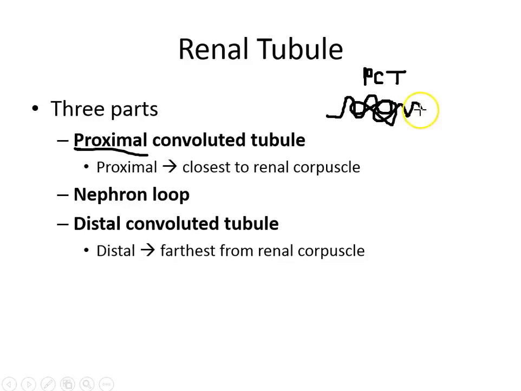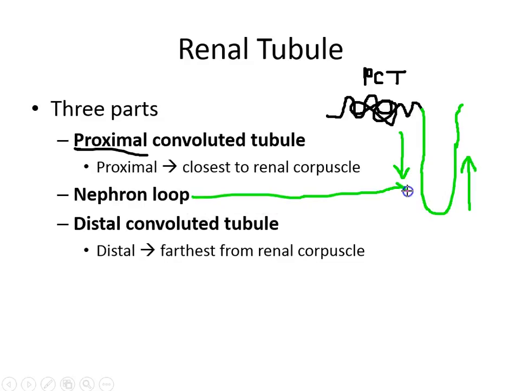Then we dip down into the medulla through our nephron loop. And we have some nephron loops that are fairly short and some that are fairly long to help increase the concentration of our urine. So going down, we have the descending limb. And going back up, we have the ascending limb. Now, I've drawn this in a straight line, but really, the ascending limb is going to come up by our corpuscle.